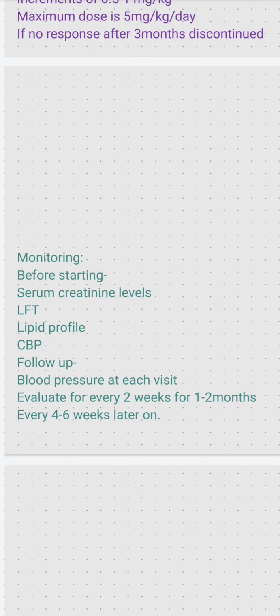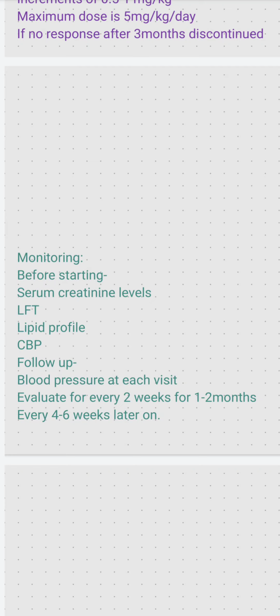Coming to follow-up, at each visit, the patient's blood pressure should be checked, and we have to reevaluate the patient every 2 weeks for the first 1 to 2 months, and later on every 4 to 6 weeks. There is a need for doing renal function tests every 2 weeks for the first 2 months, and then monthly while the patient is on cyclosporine. All in all, renal function monitoring is important.